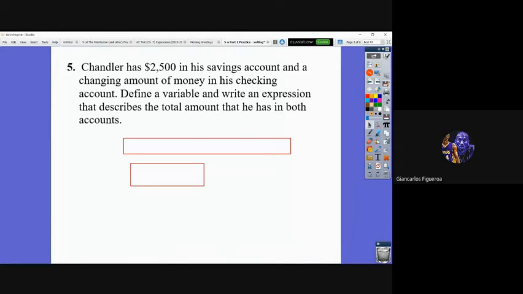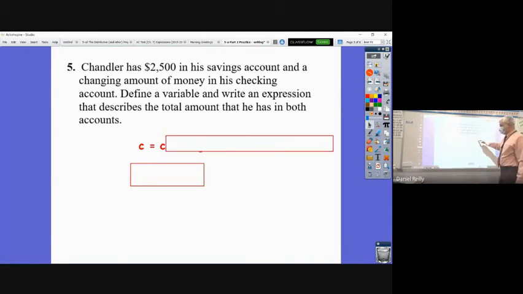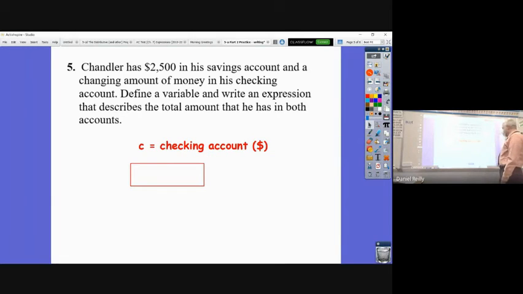Like he's putting them in half or something, the money? I don't know. Nope, there's no cutting in half in this problem at all. It doesn't say that anywhere. The amount of money he has in his checking account is what is changing, so that's what has to be represented by the variable. I used C. C equals checking account dollars. Is that what you have? Good. Okay. You have to say dollars in your definition here.